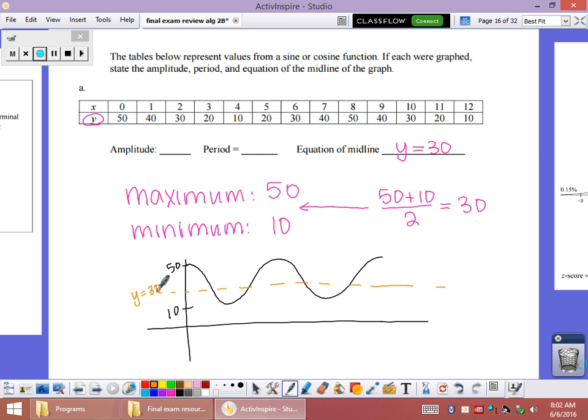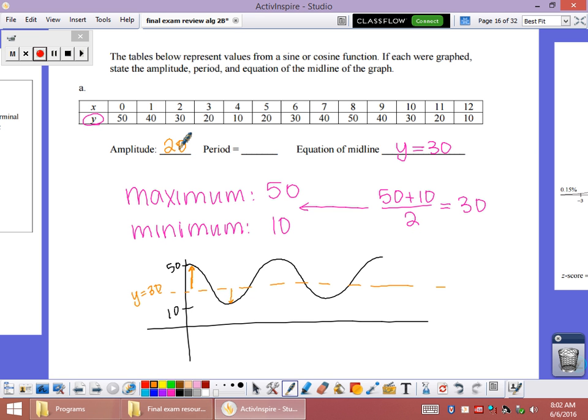The amplitude then is how far the graph oscillates above that midline and how far it oscillates below the midline. So how far from the midline does the graph go up to get to its maximum? Well, from 30 to 50 is 20 units. From the midline, how far does it go down below the midline? And that's also 20 units. That's our amplitude. Okay? So that's where those two numbers come from.